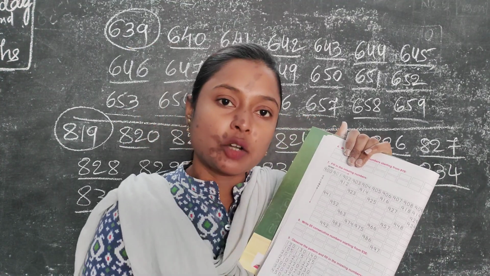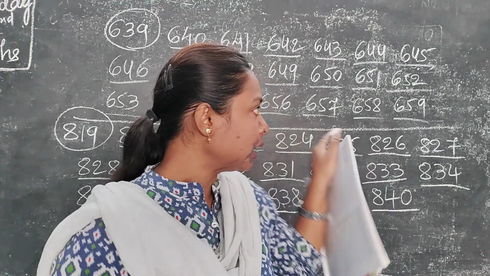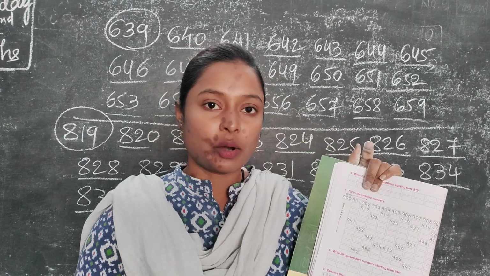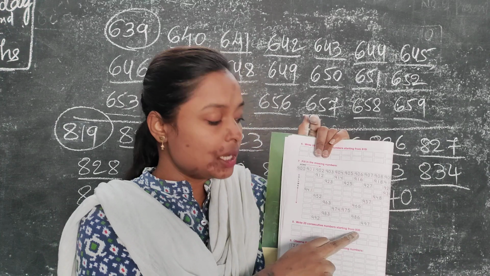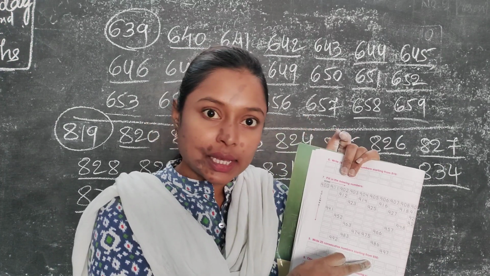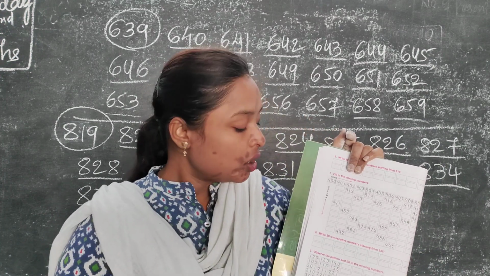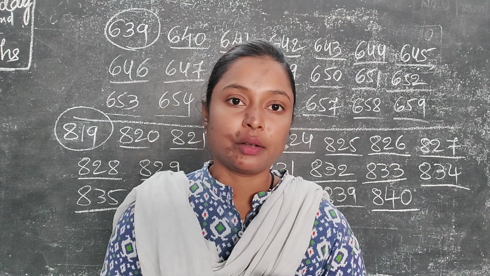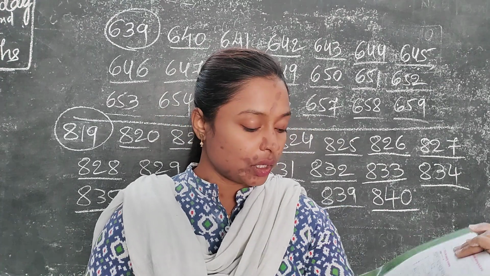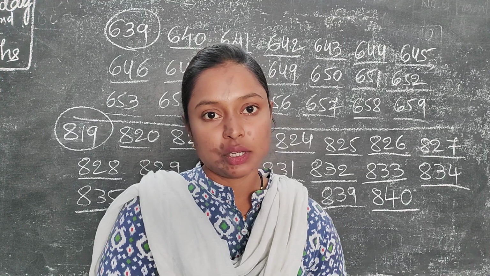936, what will come? 20 numbers you have to write like this. 20 you have to write starting from 937. 936 they have given, start from 937. Okay, till 8 you complete it in your textbook. Further one we will continue in the next class.